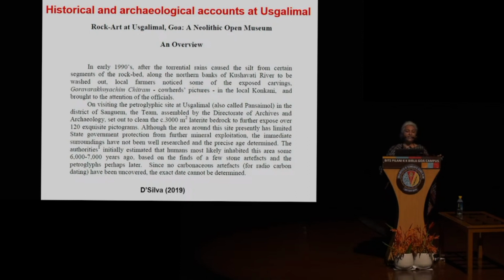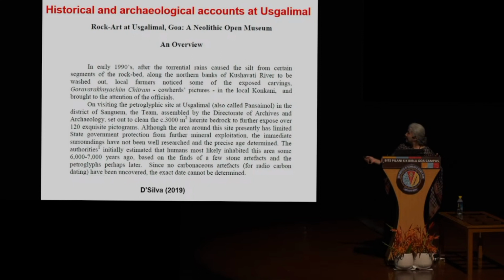Okay, now very interesting petroglyphs, which we get in South Goa, in a place called Usgailimal. This is the place. And this was an accident, a torrential downpour led to the visibility of some of the petroglyphs, and the local people reported this to the Archaeological Survey of India. The whole area was cleared, around 3,000 square meters, and around 120 to 125 petroglyphs were recorded.